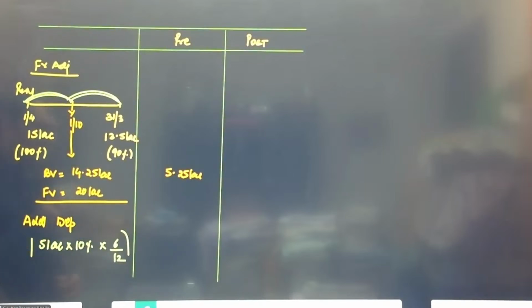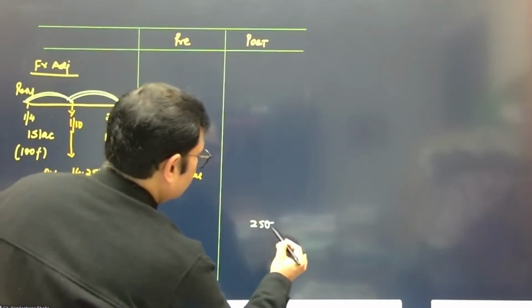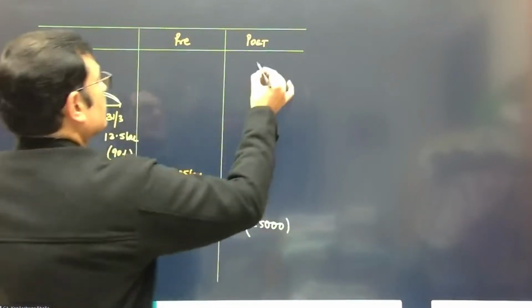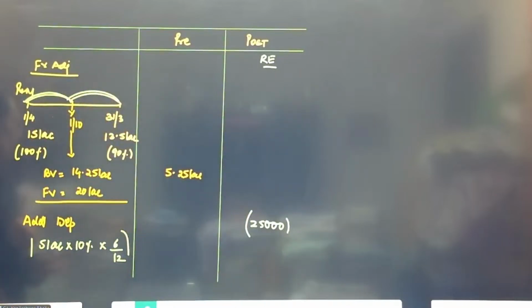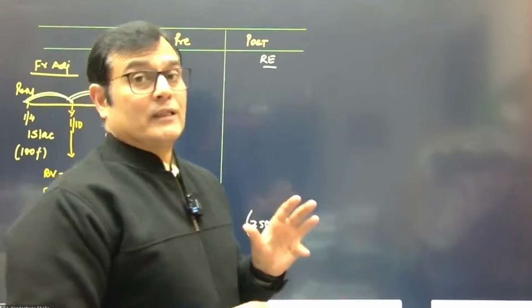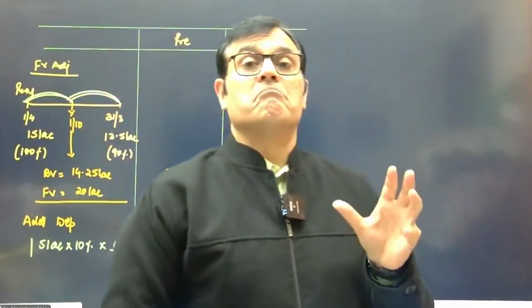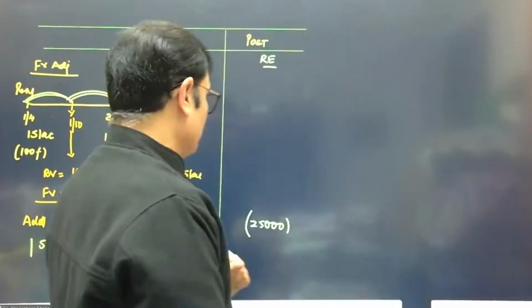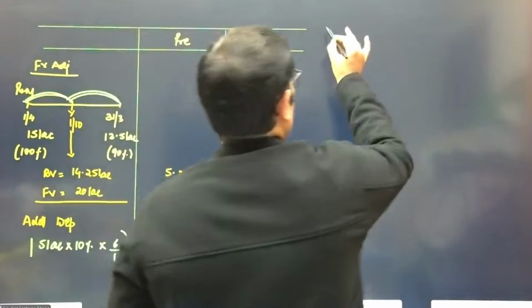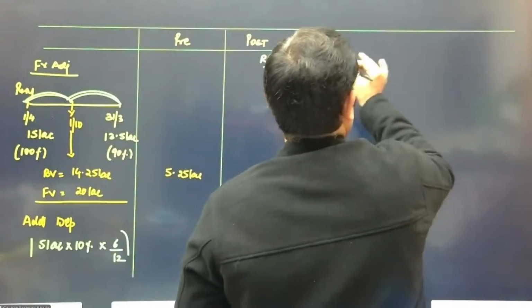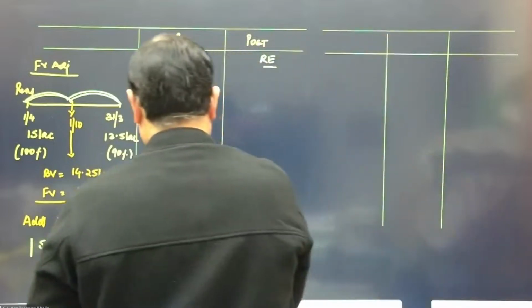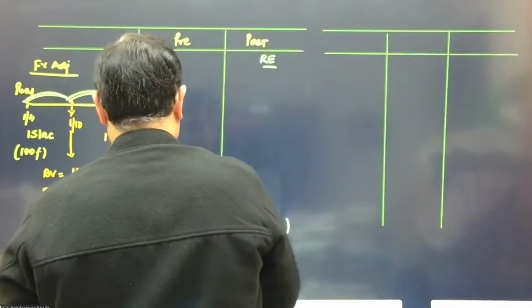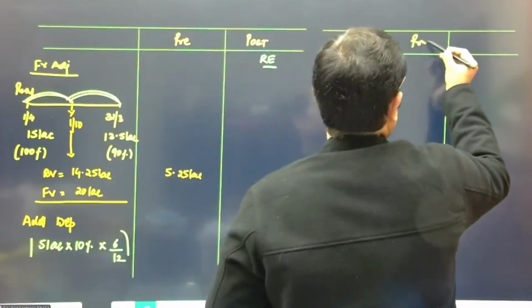That I think works out to 25,000, I guess, and put it in the brackets. This is again going to be reduced from the retained earnings itself. So this takes care of one of the fair value adjustments. There are more fair value adjustments in the question. So we continue this analysis further. Same columns, pre and post. So this is again continued as pre and post.